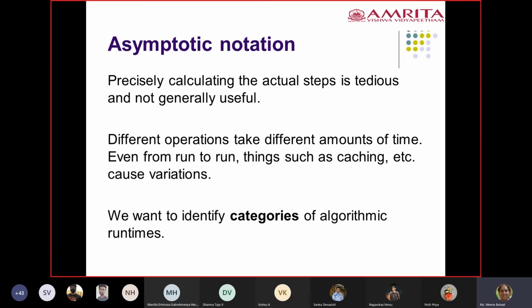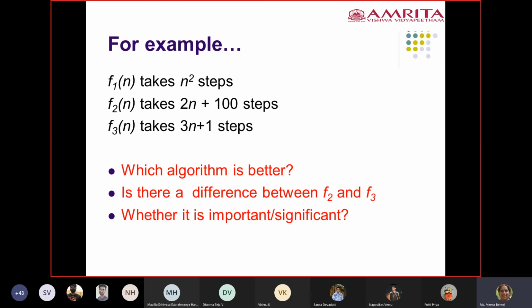But we also want to categorize different algorithms based on their runtime, right? So for example, a question is given to me that f1(n) takes n square steps. f1 is a function, f2 is another function, f3 is another function. So the first function takes n square steps, the next takes 2n plus 100 steps, and f3 takes 3n plus 1 step. The question is, which algorithm is better? Obviously you will say that n square cannot be better, so f2(n) or f3(n) will be better than f1(n).